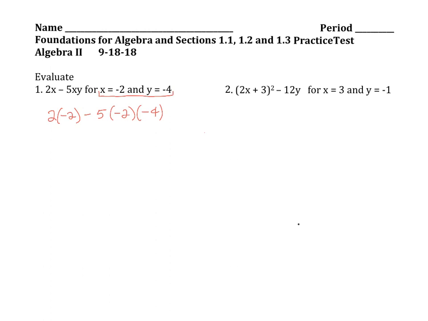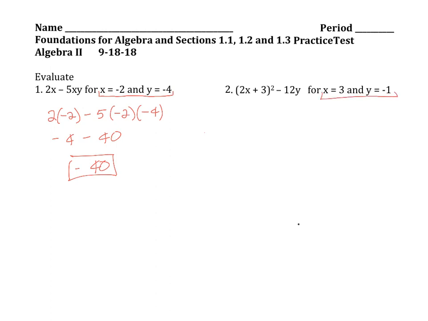Order of operations says multiply left to right. 2 times -2 is -4. -5 times -2 is +10, times -4 is -40. -4 minus 40 is -44. One down. Problem 2, same idea.